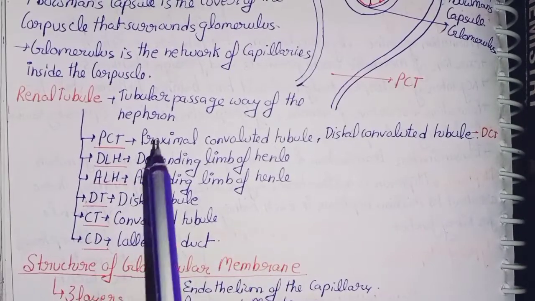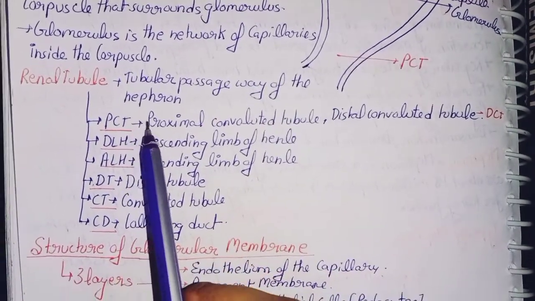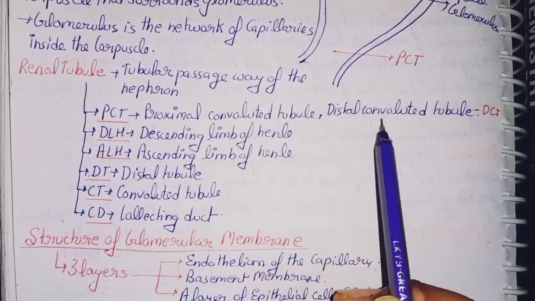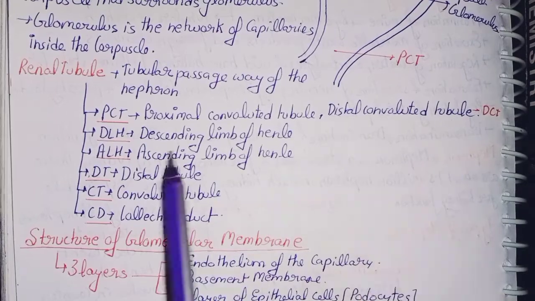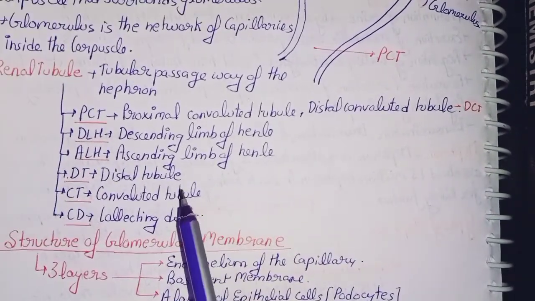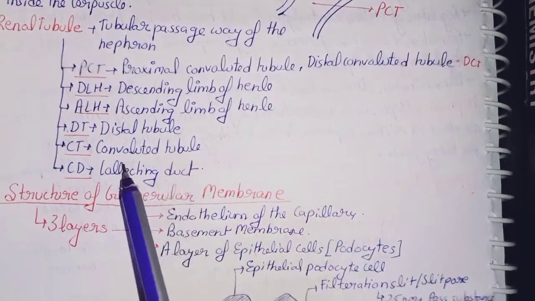Now coming to renal tubule. The tubular passageway of the nephron is called renal tubule. So these are PCT, proximal convoluted tubule; DCT, distal convoluted tubule; descending limb of Henle, ascending limb of Henle, distal convoluted tubule, collecting duct.